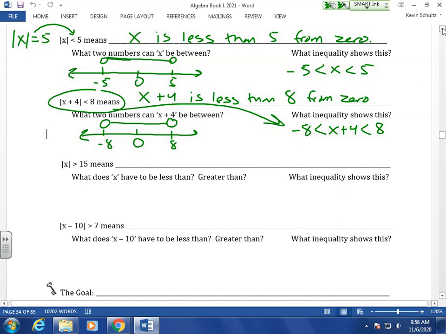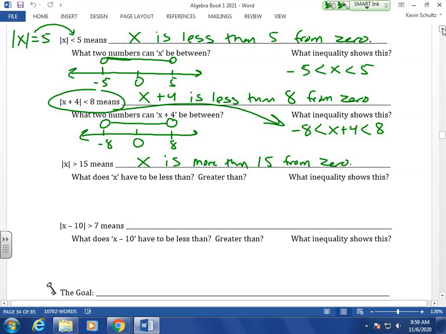So when we have a greater than symbol, such as x is greater than 15, it means that x is what? How does that change things, being a greater than symbol? Blake? It's going to be an or statement, because instead of being less than 15 from 0, being a greater than, it's going to be x is more than or further than 15 from 0. Right?